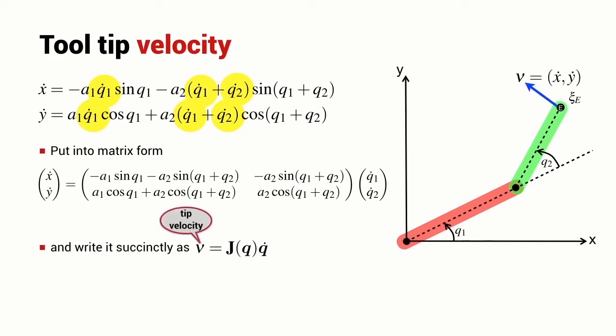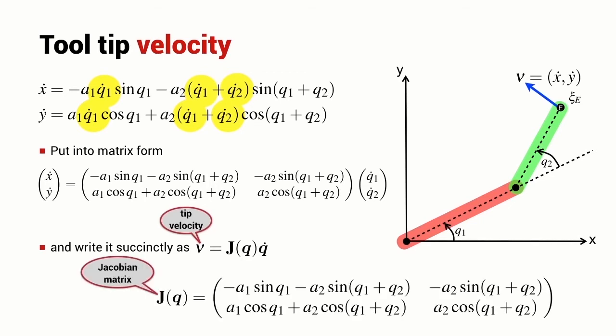We can now write this in a very succinct form. The vector x dot and y dot is the velocity of the robot's end effector. And the matrix, which is typically denoted by the symbol J, is referred to as a Jacobian matrix. Note that this Jacobian matrix is a function of the joint angles q1 and q2. So what we have here is a linear relationship between the joint angle velocity vector q dot, which comprises q1 dot and q2 dot, and the tip velocity in Cartesian space, x dot and y dot.